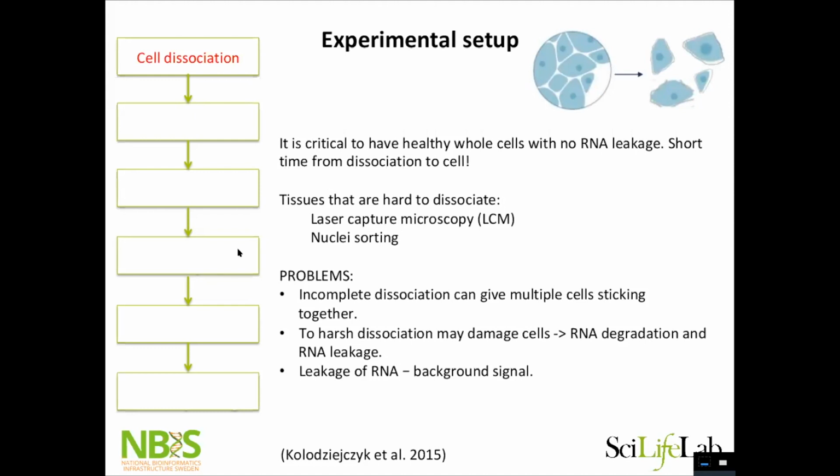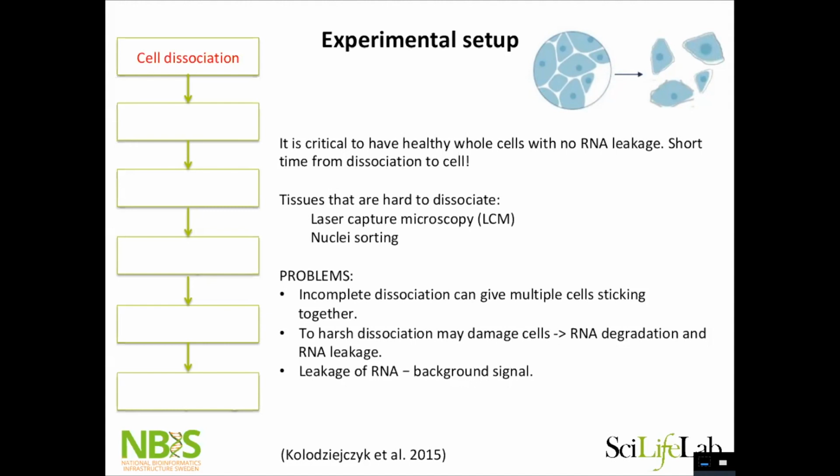The red one shows. So this is, I would say, the most critical step in single cell RNA-seq, to get good cell dissociation. And it's probably the biggest contribution to batch effects. It's really important to have whole, healthy cells and a short time for dissociation to actual single cell capture. If you have tissues that are hard to dissociate, you can do laser capture, but you can't get that many cells. It's quite laborious to do.